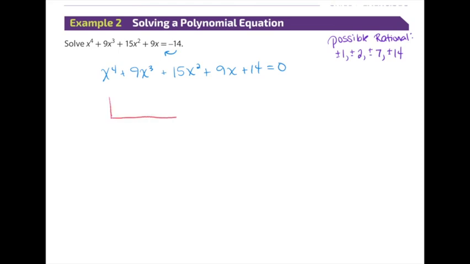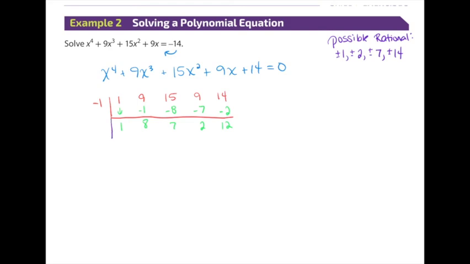And so I'm going to do my synthetic division. I have a 1x to the 4th, 9x cubed, 15x squared, 9x, and 14. So I'm not missing anything. Start with my negative 1 and just go down, right? Bring that down. Negative 1 up, 8 down, negative 8 up. All right. Did that work? Is that one of my zeros? It is not, right? And so they actually have me move on to negative 2.